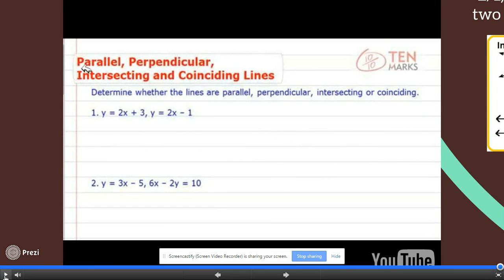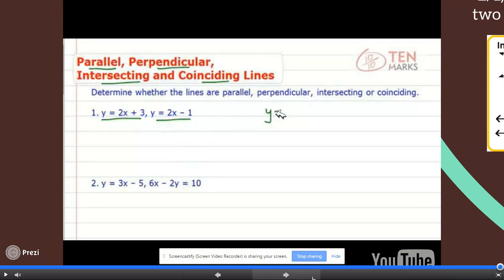In this lesson, let's learn how we identify lines that are parallel, perpendicular, intersecting, or coinciding. And we'll do it by just looking at the equations. So we need to determine if these two lines are parallel, perpendicular, intersecting, or coinciding. How do we do that?